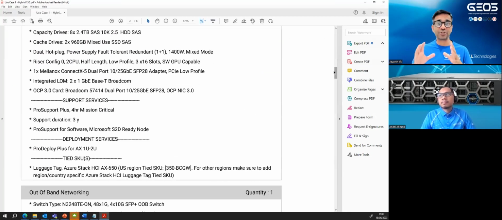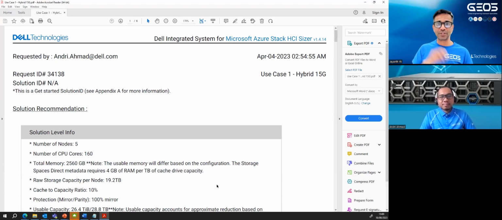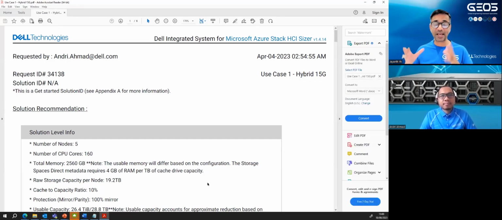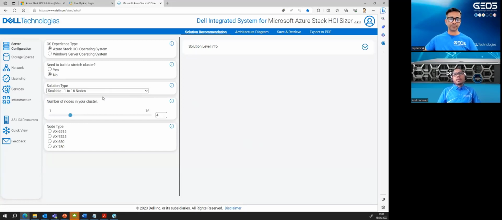So all of that information, including all the overheads that we talked about, for example, if you chose compute n+1, storage n+2, all of those requirements, including the overhead calculation, is already calculated by the Microsoft Sizer. Take that and then come into the Dell Azure Stack HCI Sizer to feed all of that into our Dell Sizer.